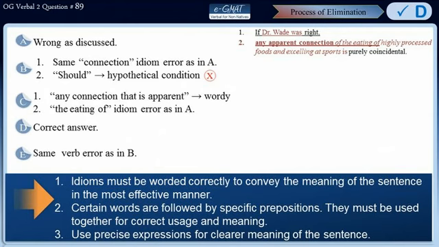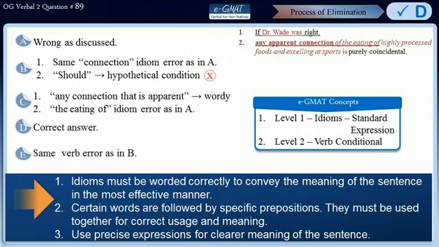The concepts tested in this sentence have been covered in e-GMAT concepts, Level 1 idioms standard expression and Level 2 verb conditional.